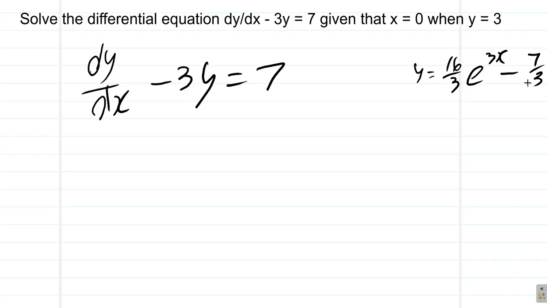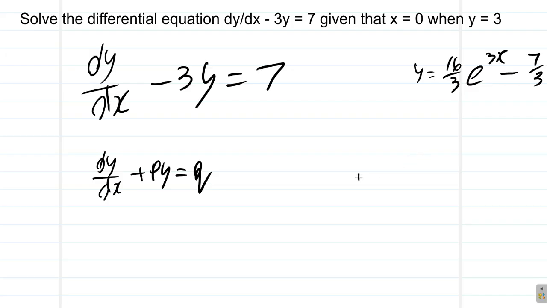Alright, now let's look at the question here. You cannot solve it by direct integration nor by separating the variables from what I'm seeing here. But if you look at it, this is in the form dy by dx plus py equals q, which you can solve by using an integrating factor.